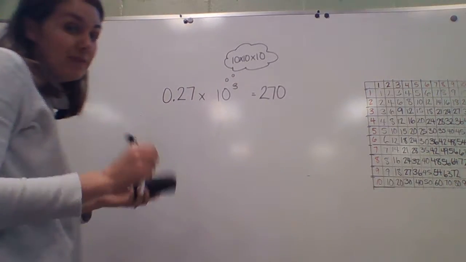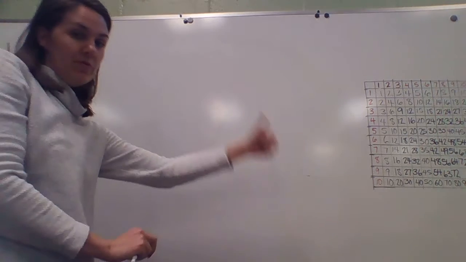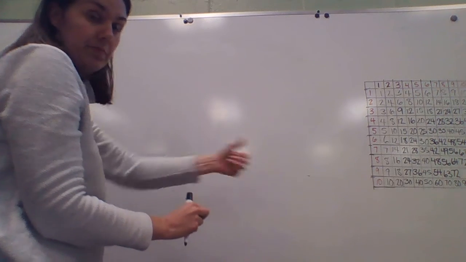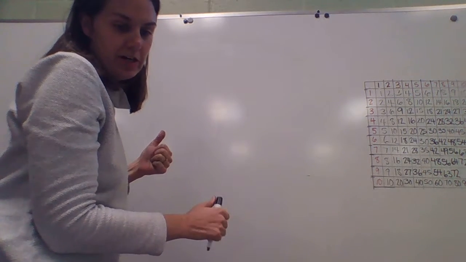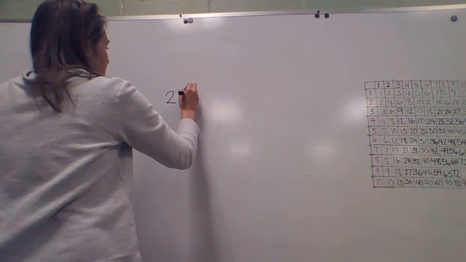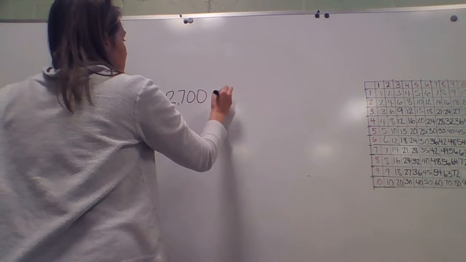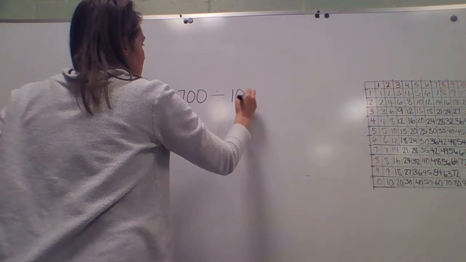All right, now we're going to divide. So remember, we're going to be moving our decimal point to the other direction. So we're going to have 2,700 now divided by 1,000.